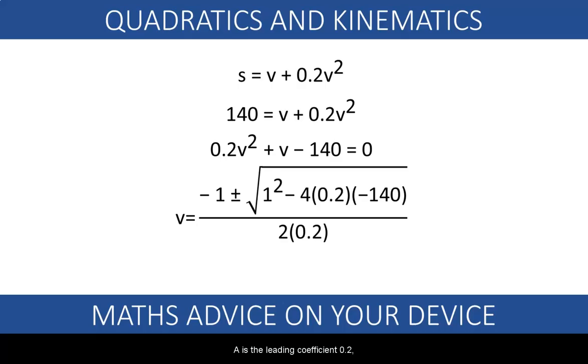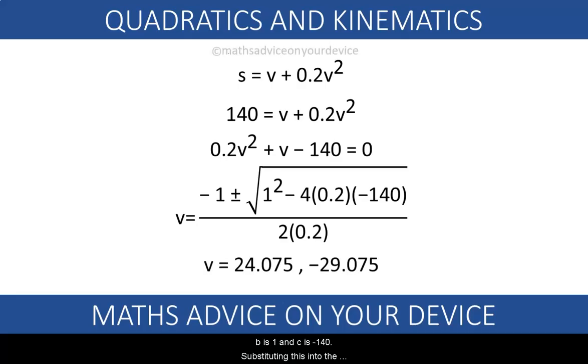Substituting this into the quadratic formula, we obtain minus 1 plus the square root of 113 divided by 0.4, which equals 24, and minus 1 minus square root of 113 divided by 0.4, which equals around negative 29. We reject negative 29 and we use the positive solution. The car was driving around 24 meters per second.